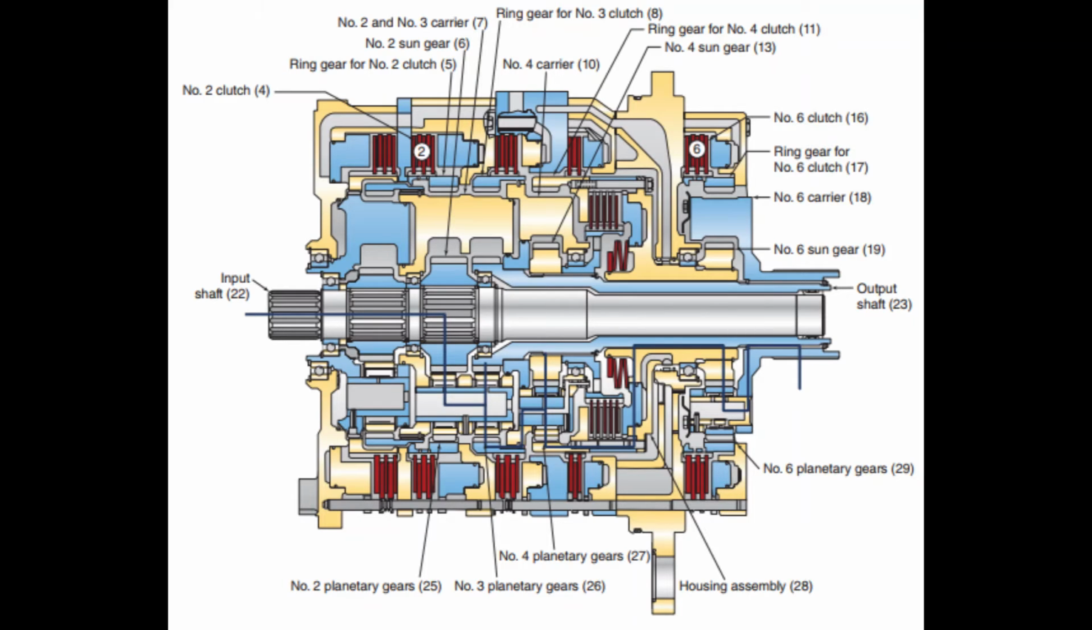Number 4 ring gear 13 rotates as the output. As a result, a multiple gear reduction output is divided between number 3 and number 4 planetary gear set, and number 5 planetary gear set.